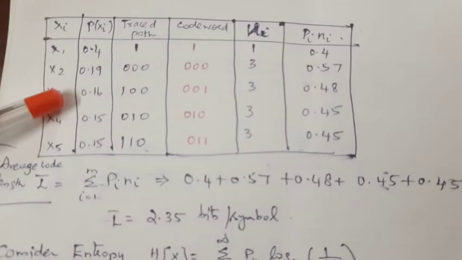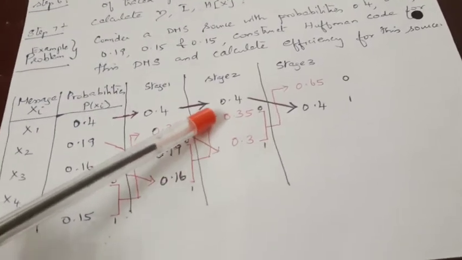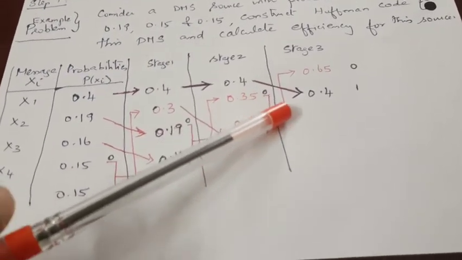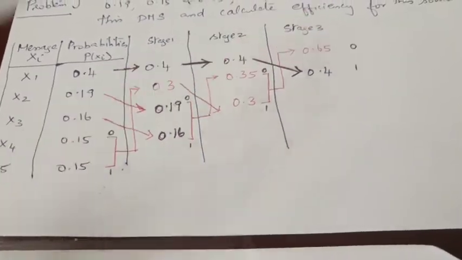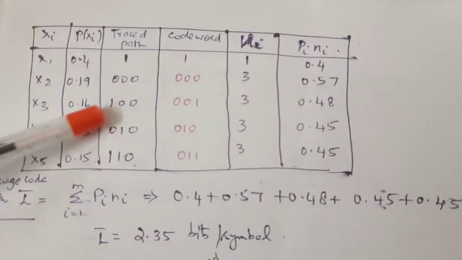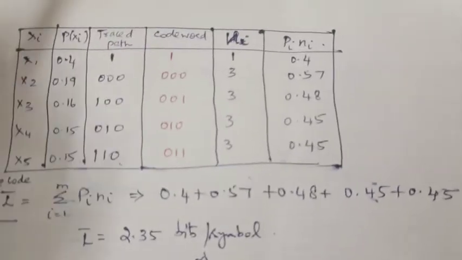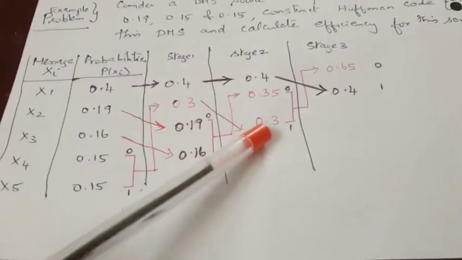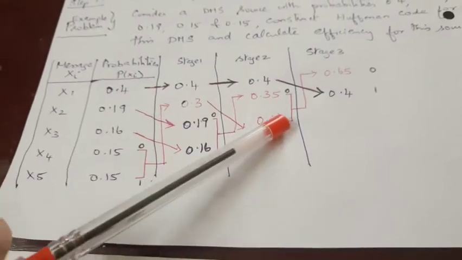Now come to 0.16. 0.16 goes to 1. From here it goes to 0.35, it is 0. From here it goes to 0.65. Therefore it is 1, 0, 0. So it is written as 1, 0, 0. Similarly, you can find for 0.15, 0. It goes to 1, 0. So 0, 1, 0.